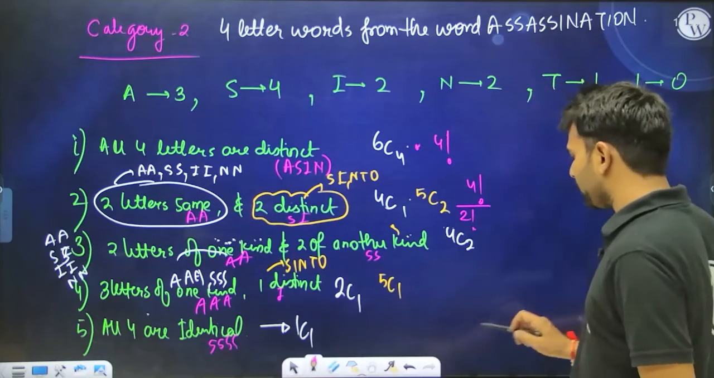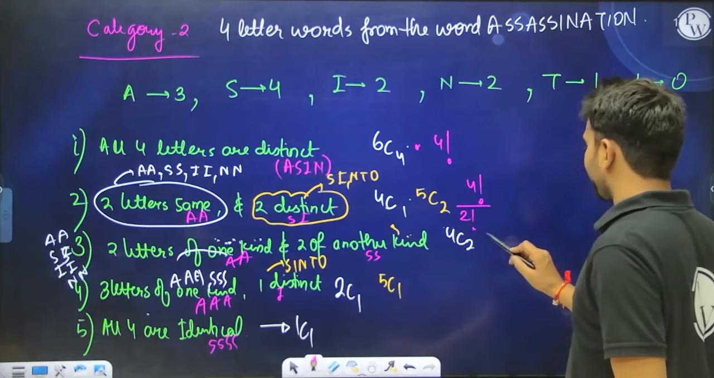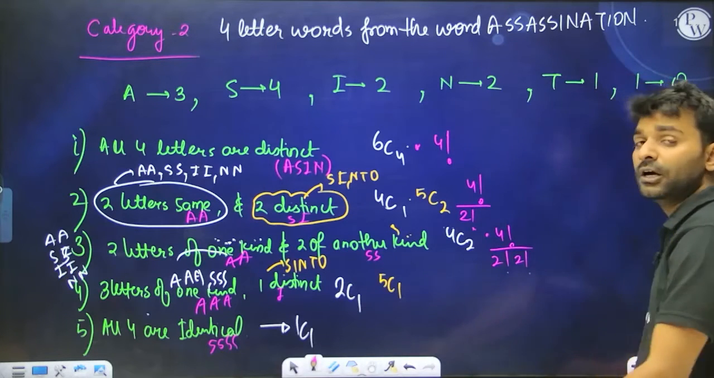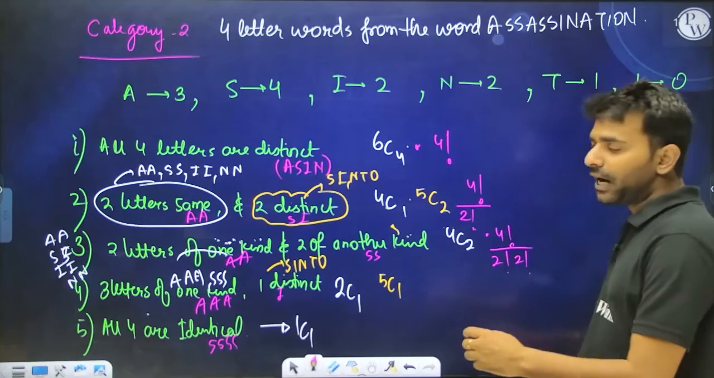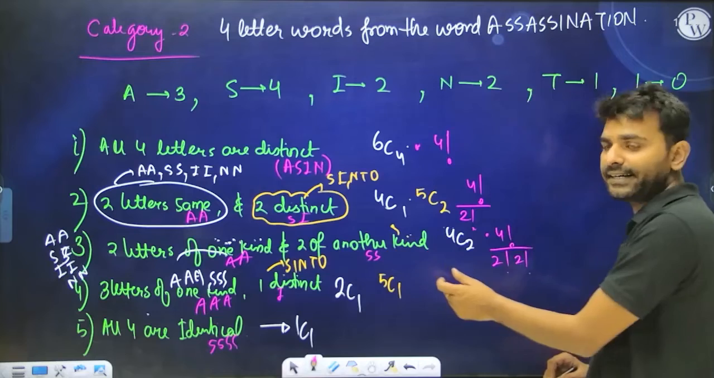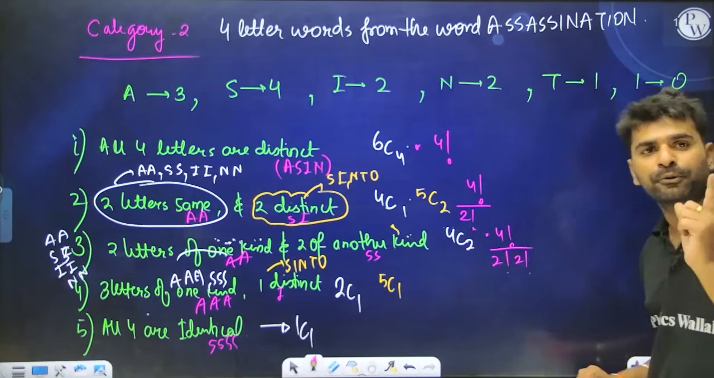Okay, if we talk about this third one, then over here we are going to do 4 factorial divided by 2 factorial, 2 factorial. Why? Because 4 things are there with me, out of which 2 are of one kind, 2 are of another kind. That means 2 are identical, 2 are identical. So that's why 2 factorial, 2 factorial. I hope you understood this.